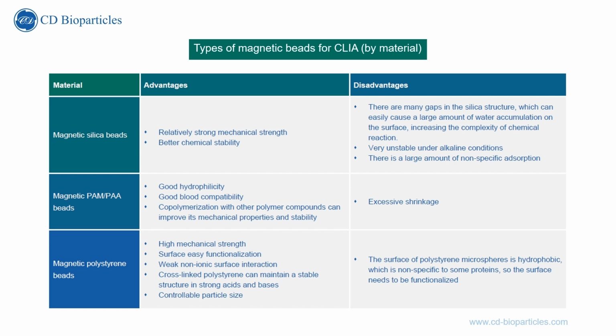Magnetic polyacrylamide and polyacrylic acid beads. They're great with water and blood, and you can even tweak their properties by mixing them with other materials. But they have a tendency to shrink. Magnetic polystyrene beads. These are tough, easy to customize, and can handle strong acids and bases. However, they're naturally hydrophobic, so you'll need to add something to make them stick to proteins. The best choice for you really depends on your specific needs. For instance, if you're working with a protein that doesn't like hydrophobic surfaces, polystyrene might not be the best option.